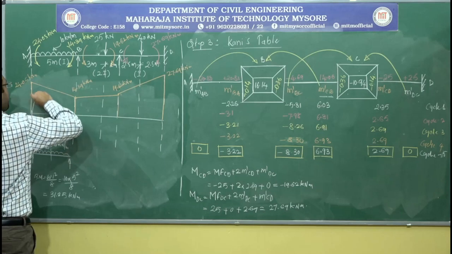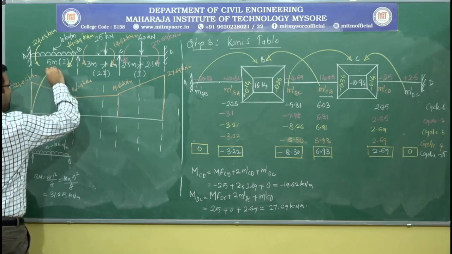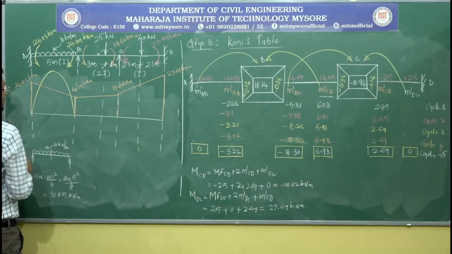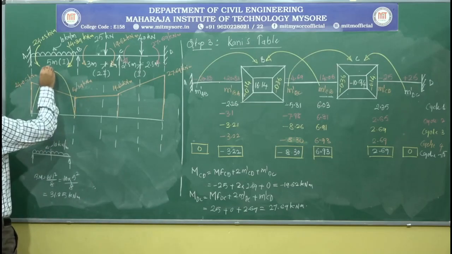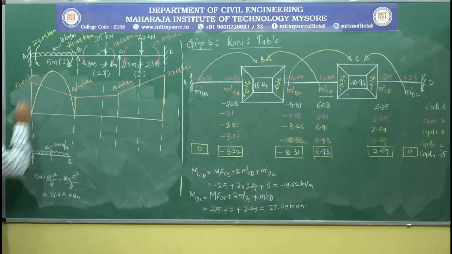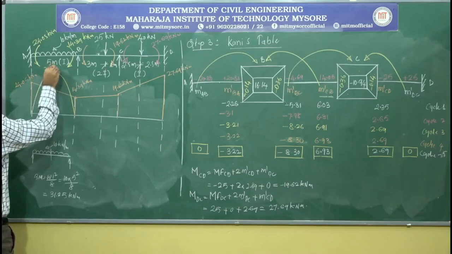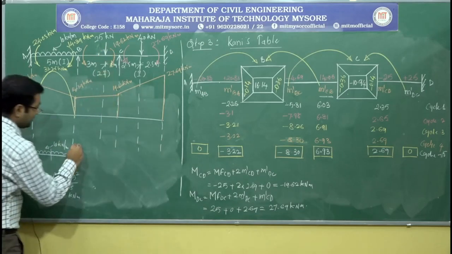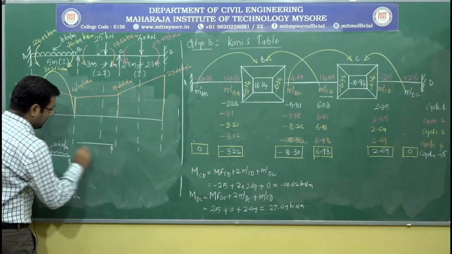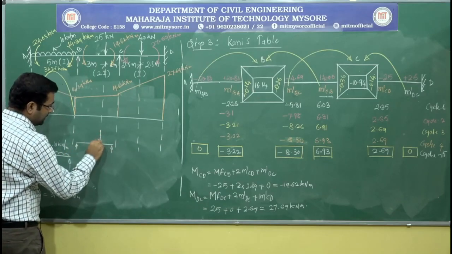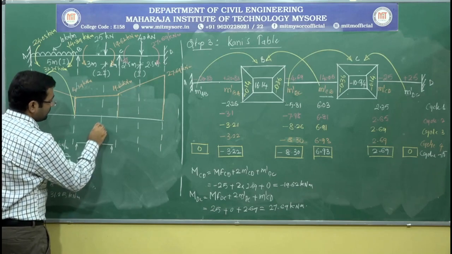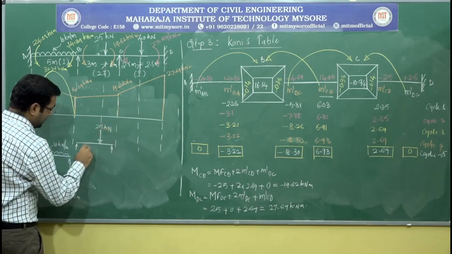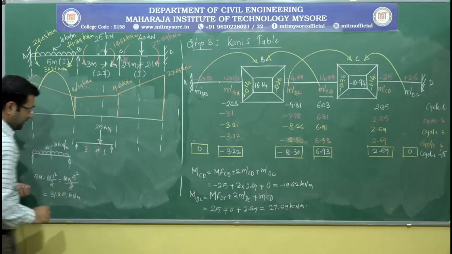As it is a UDL, I am drawing the bending moment diagram as parabolic. So this maximum value is 31.25 kilonewton meter, right? And for the BC span, you can see if I treat it as a simply supported beam with the eccentric load of magnitude 25 kilonewton. So this is 3, this is 1.